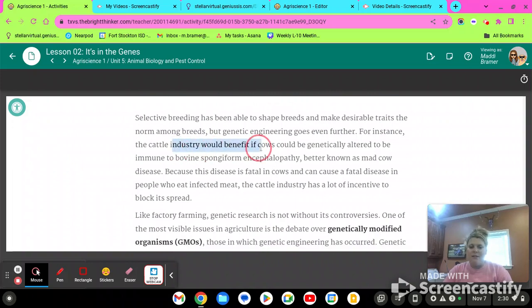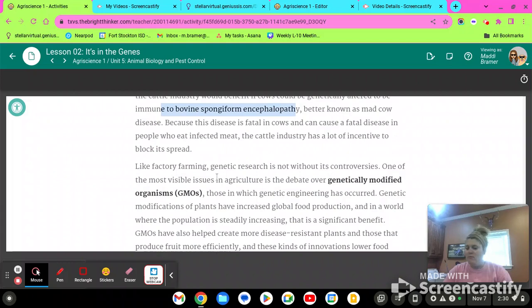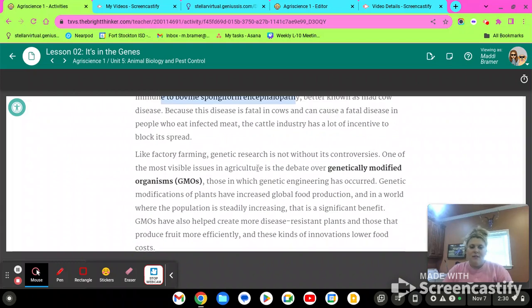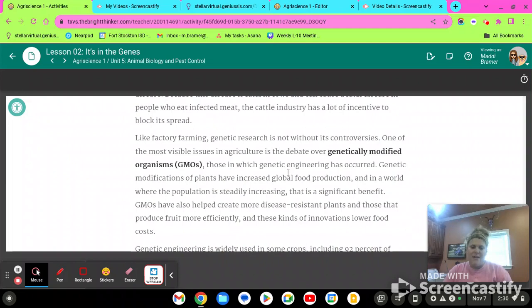So the cattle industry would benefit if cows could be genetically altered to be immune to BSE, which is mad cow disease, because it's really fatal in cows, and it causes fatal disease if you eat infected meat. So if we could figure that out and modify those genes, then we're going to eliminate that horrible disease. So that's pretty interesting.